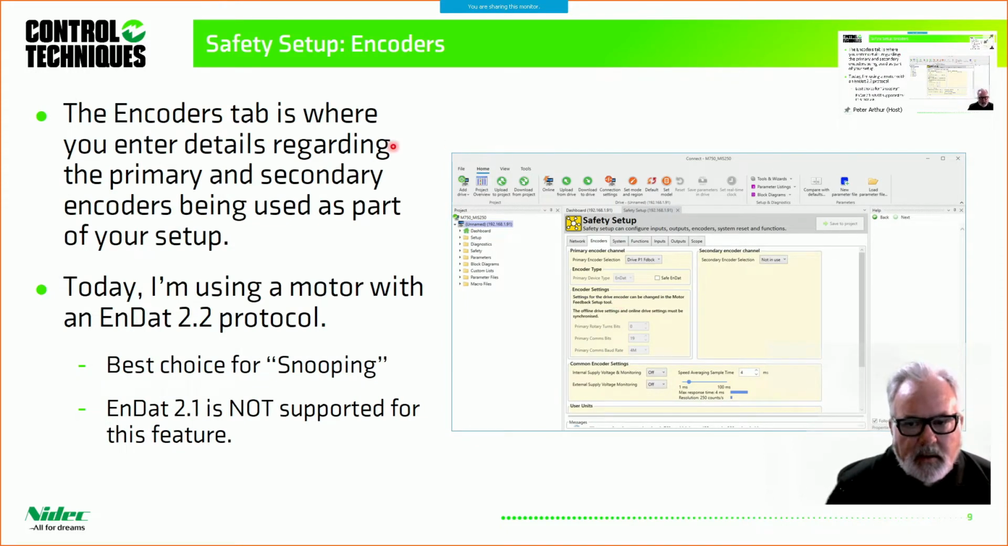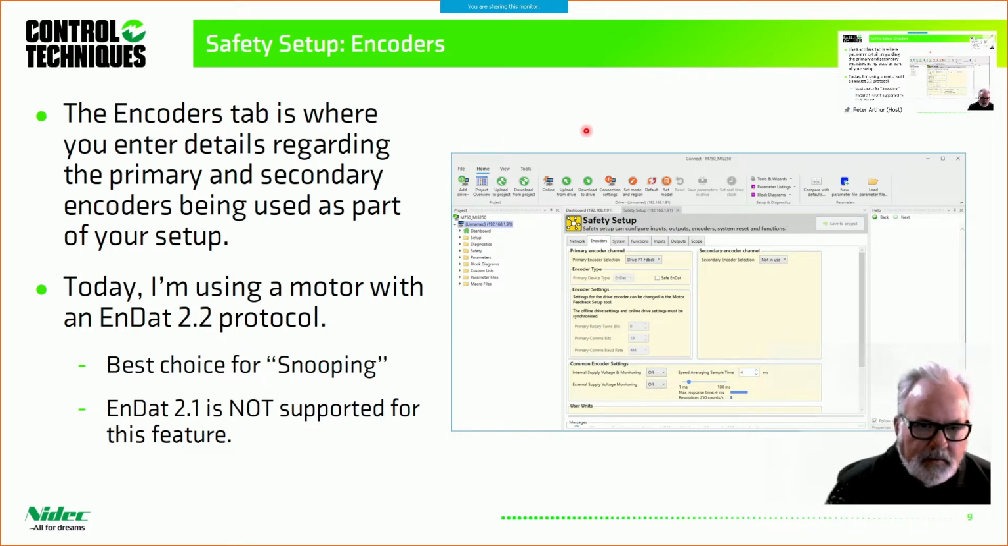Now, the Encoders tab. So we look at the Encoders tab that you see here. This is where you're going to enter details regarding the primary and secondary, if you have one, encoders being used as part of your setup.